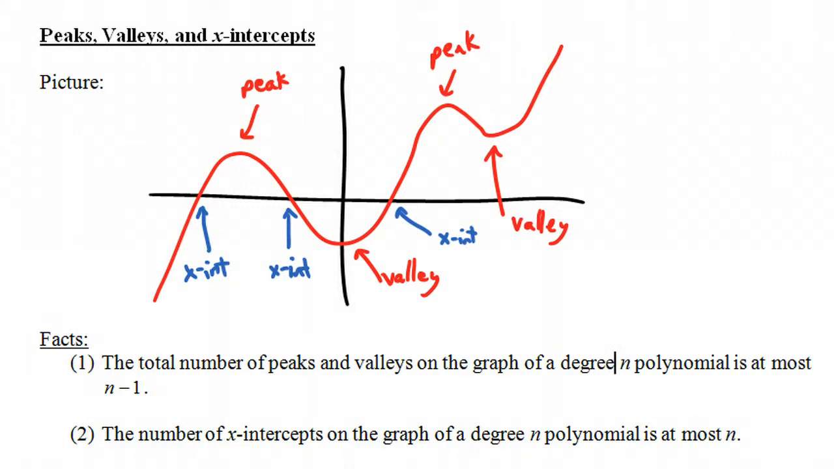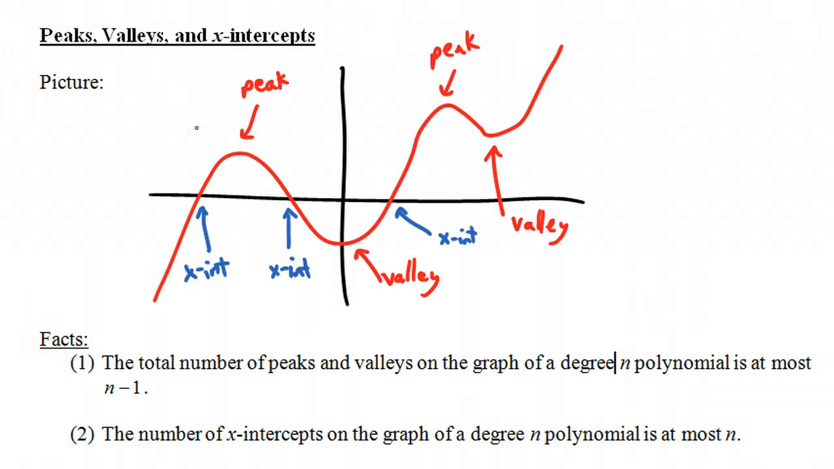In this video, we're going to talk about peaks, valleys, and x-intercepts. Now, I've drawn the graph of a function here. This red curve is the function. And this curve intersects the x-axis in three places, right? So it has three x-intercepts.